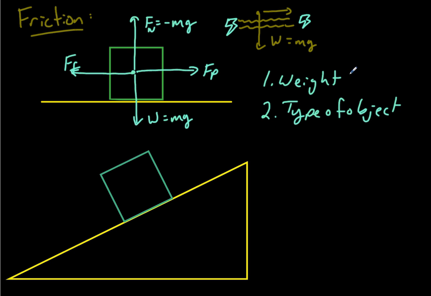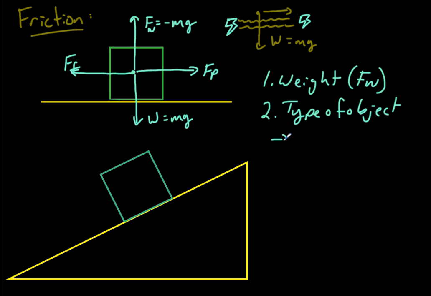So weight is one thing, and technically it's not the weight really, it's the normal force, because think about it, if we were to remove this surface, there would be no friction. Weight wouldn't change, but there would be no normal force, right? So it's actually the normal force that's important here. If we remove the surface, we effectively remove the friction. So it's got to be the actual upward force that is really giving us the friction at the end of the day. And then the type of object.